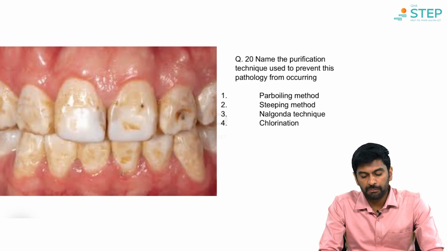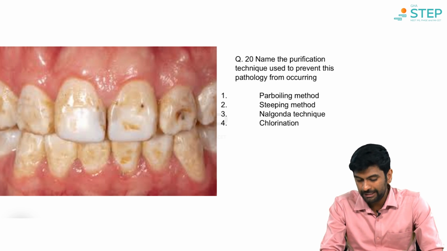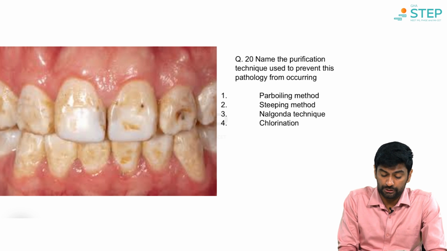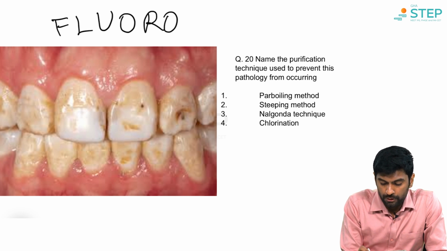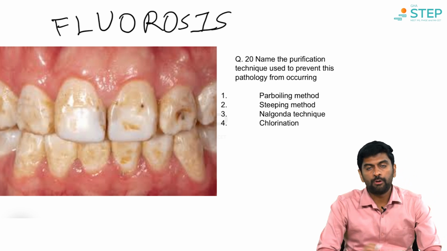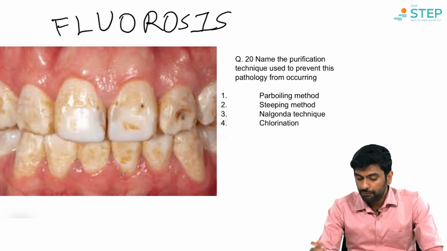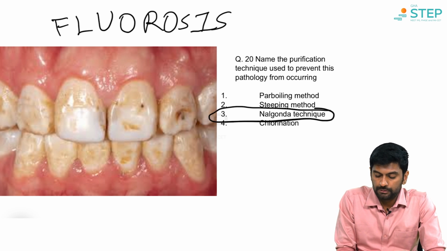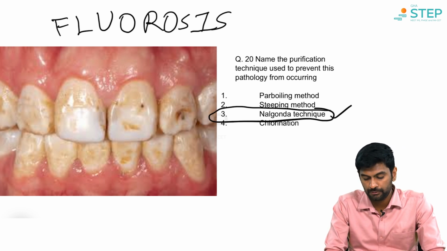Next, name the purification technique used to prevent this pathology from occurring. First, we need to identify the pathology. We can see the mottling of the teeth and the yellowish discoloration as well. So this is going to be fluorosis. All right, it's very clear cut. Now, to prevent fluorosis, defluoridation techniques are required. The most famous defluoridation technique that we use is called the Nalgonda technique. So, option C or option 3 is going to be the correct option in this case, which is the Nalgonda technique.